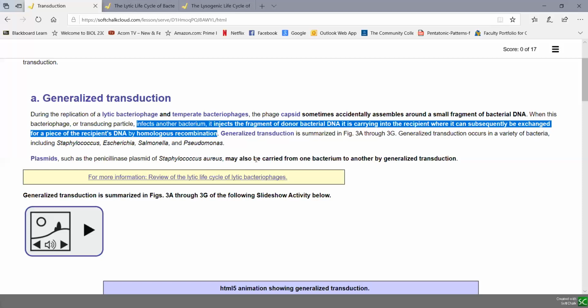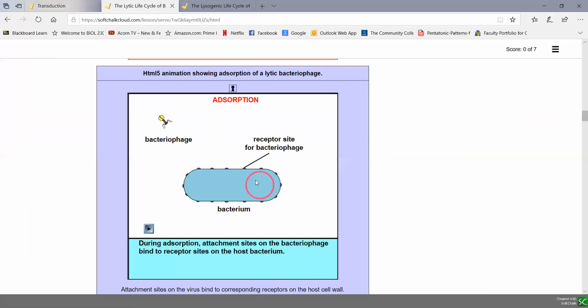Now, to show you that process, let me just briefly review the lytic cycle of bacteriophages. That's in the link we see here. And again, we're going to take this up in detail in Unit 4. But you need to have just a rough idea of how bacteriophages, the viruses, replicate inside bacteria to understand how transduction works. So let's take a look at an animation from Unit 4 on the lytic cycle of lytic bacteriophages.